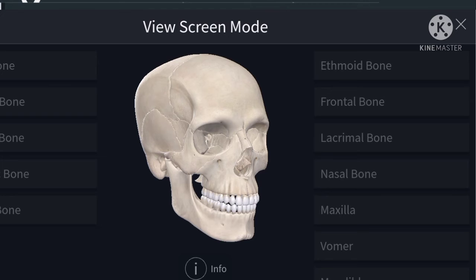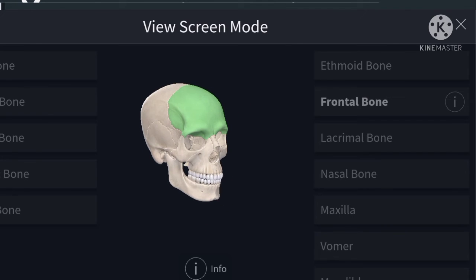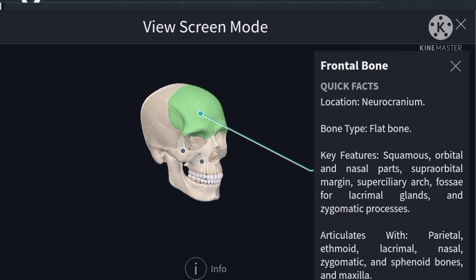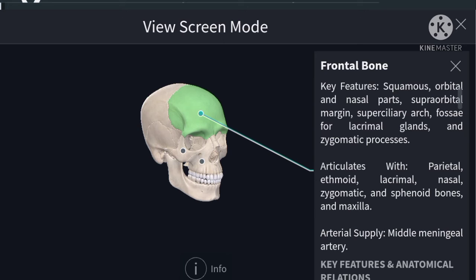Now we will see the frontal bone. As you can see here, this is a frontal bone and it is a type of flat bone which is located in neurocranium and it articulates with the parietal, ethmoidal, lacrimal, nasal, zygomatic and the sphenoid bone and the maxilla, and it is supplied by the middle meningeal artery, as you can see here.